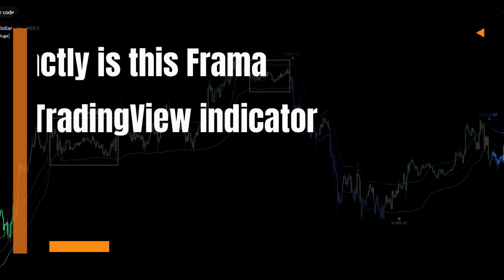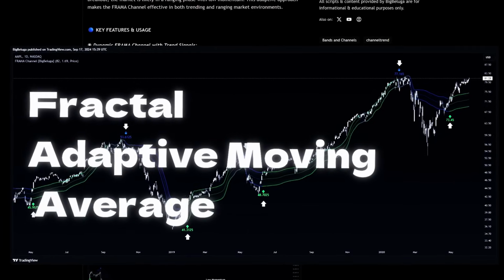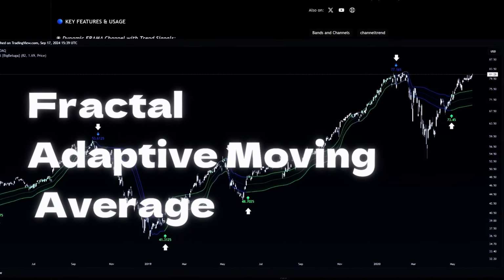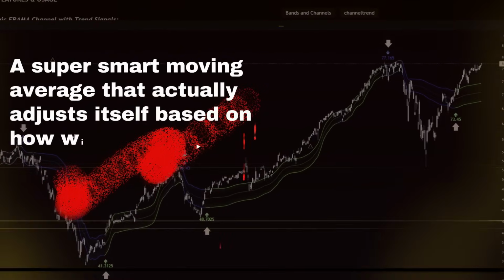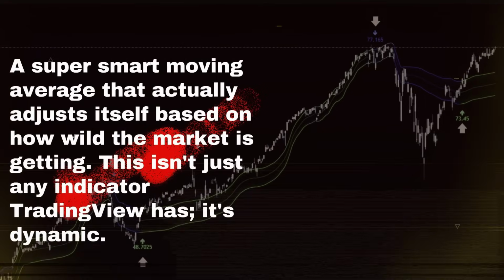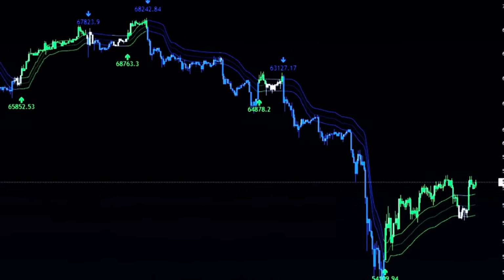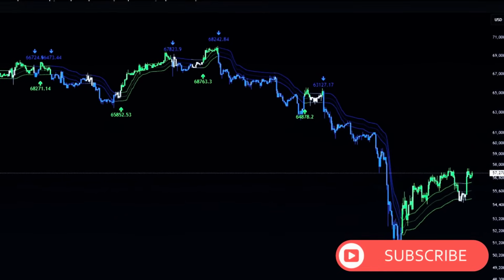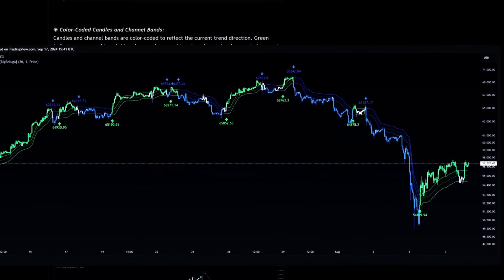So, what exactly is the Fama Channel TradingView indicator doing? Well, the main idea behind this indicator insider secret is pretty cool. It uses something called the fractal adaptive moving average. Yeah, fancy name. But just think of it as a super smart moving average that actually adjusts itself based on how wild the market is getting. This isn't just any indicator TradingView has, it's dynamic. Imagine it like this. The market moves in patterns, right? Fractals are basically these repeating patterns. This best TradingView indicator uses the idea to create a dynamic channel around the price.